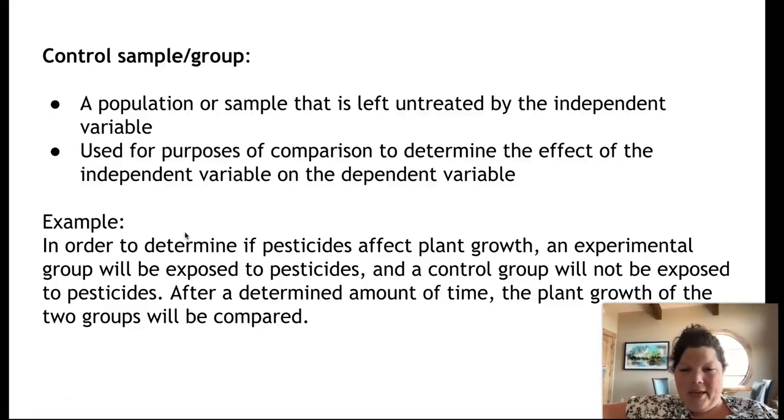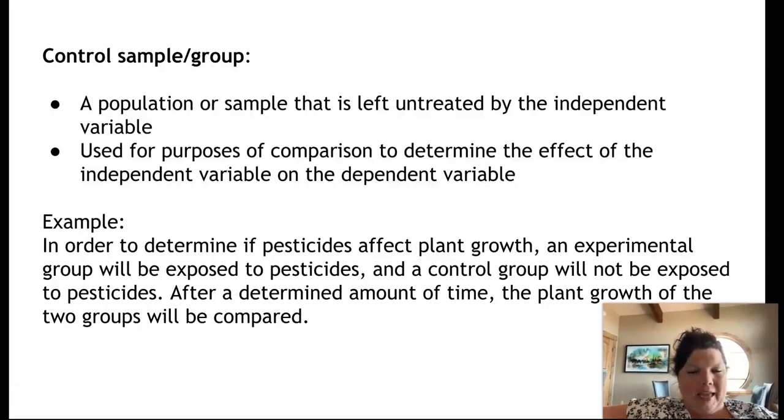A great example here is if I want to use pesticides to look at plant growth. I'm going to take one experimental group and expose it to pesticides, but I'm going to take a control group and not expose it to pesticides. So then I can see what the differences are between the two. Maybe there was something in the environment that killed these plants and it had nothing to do with the pesticides. We would never know that unless we had that control group.